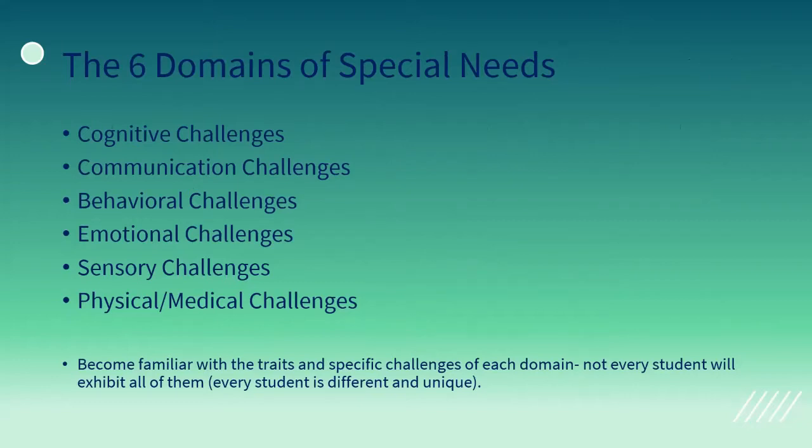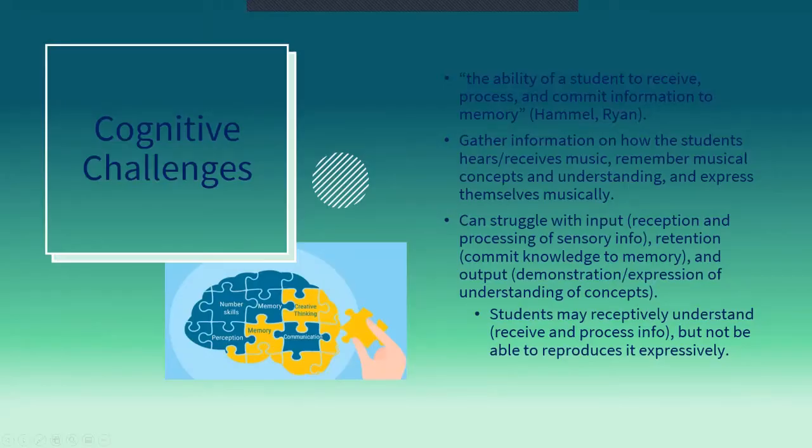Okay, so the 6 domains of special needs are cognitive challenges, communication challenges, behavioral challenges, emotional challenges, sensory challenges, and physical and medical challenges. You need to become familiar with the traits and specific challenges of each of these domains. Like I said before, each student is different and they will exhibit all of them or none of them or some of them, but you just need to remember every student is different and unique.